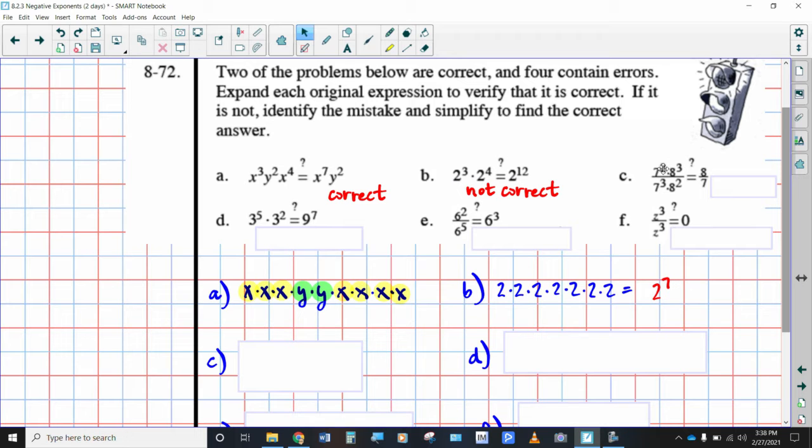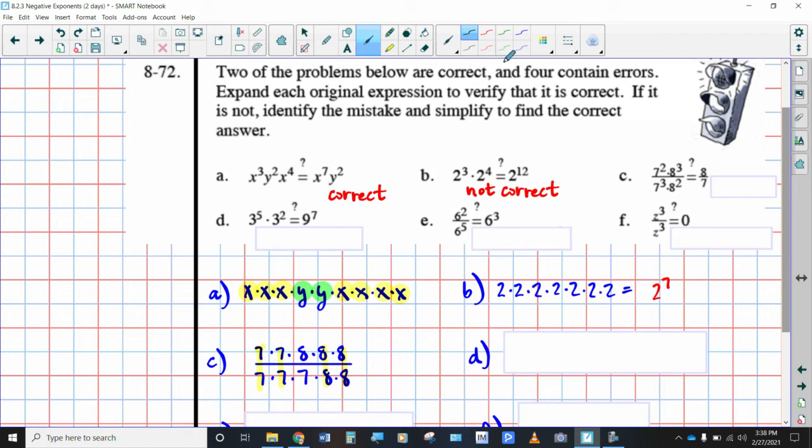For c, if we expand it, it's how many 7s are across the top, how many 8s are across the top, how many 7s are across the bottom, and how many 8s are across the bottom. See that you got 2 7s and 3 8s on the top. You got 3 7s and 2 8s on the bottom. So looking for your giant ones, I've highlighted the giant ones. What you may consider doing is canceling out common factors, because every time we do that, you're essentially canceling out a giant one. So what you're left with is 8 over 7, which is what they're saying that the answer is. So they have done it correctly.